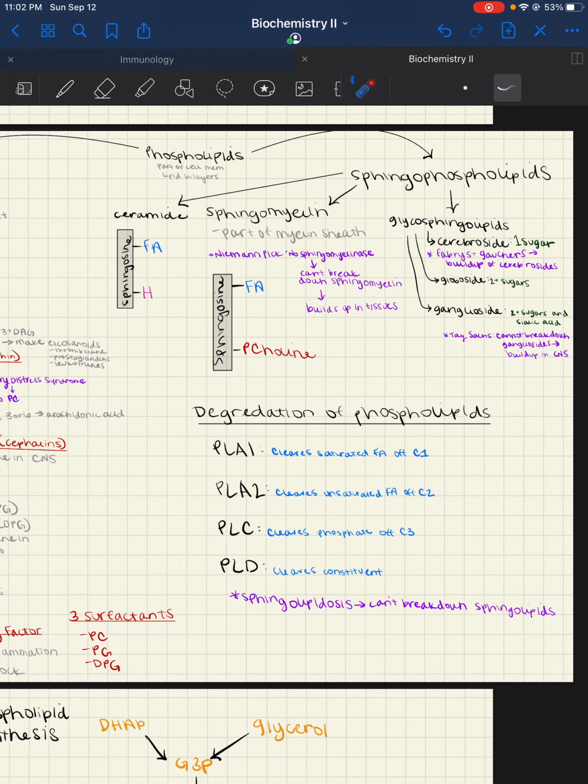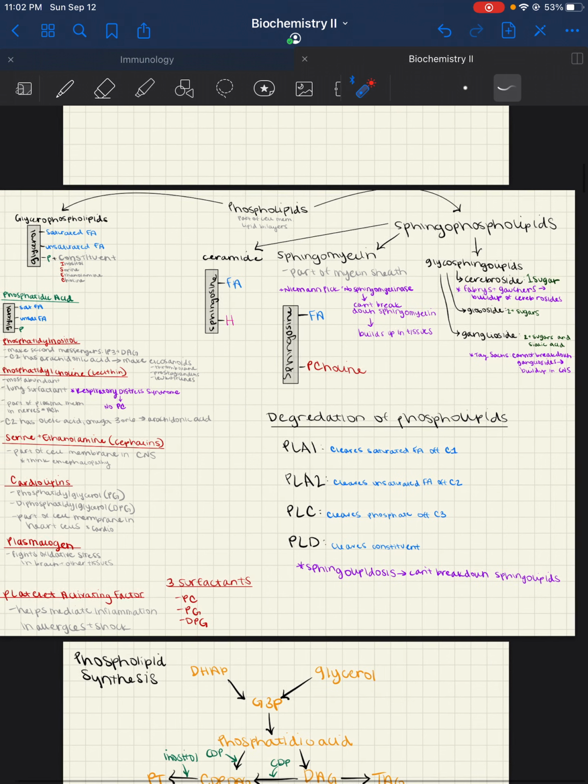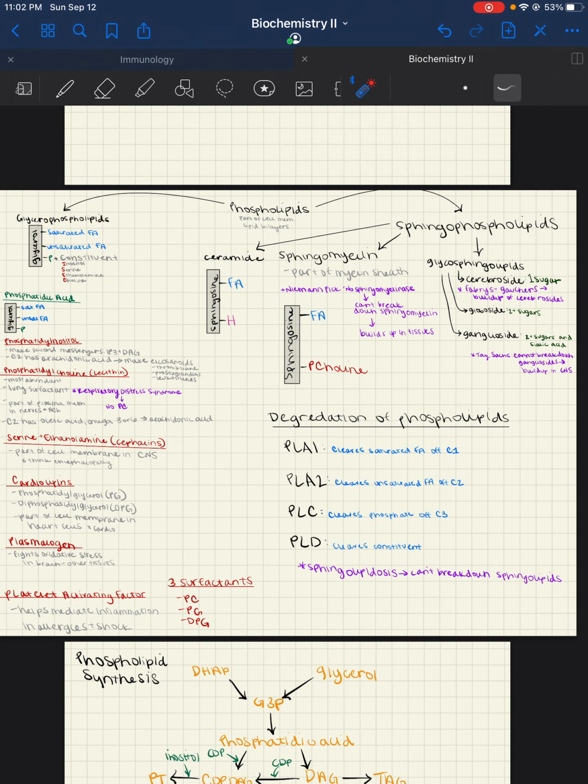Phospholipids can be degraded using phospholipase enzymes. So PLA1 breaks down the saturated fatty acid off carbon 1. Phospholipase A2 cleaves the unsaturated fatty acid off carbon 2. Phospholipase C cleaves the phosphate on carbon 3. Phospholipase D cleaves the constituent. And there's a disease called sphingolipidosis. That just means that you can't break down sphingolipids.